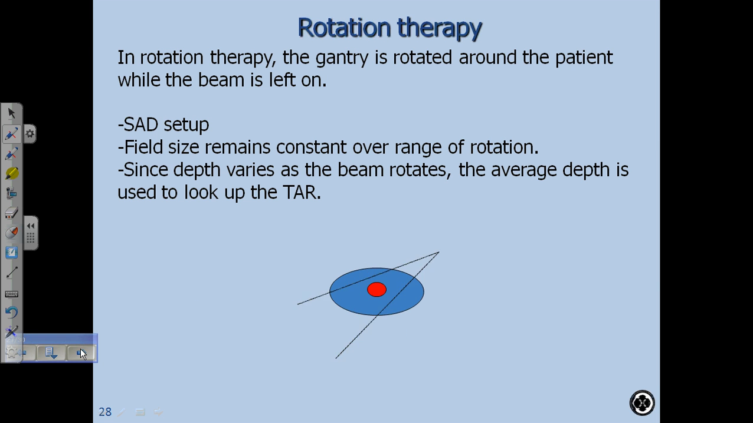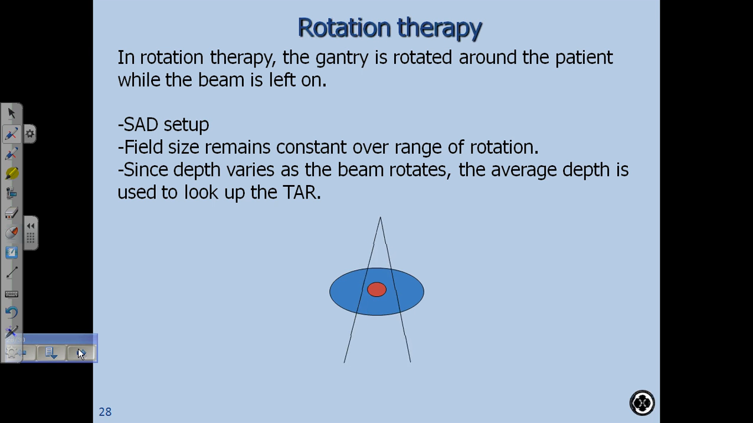Rotation therapy. What about rotation therapy? Rotation therapy is delivered while the machine rotates during delivery. You start at a certain gantry position, turn on the beam, and the gantry rotates through and then stops at some gantry position.